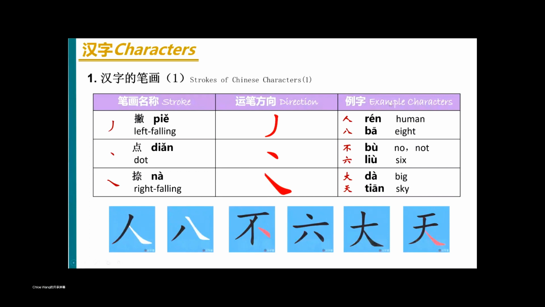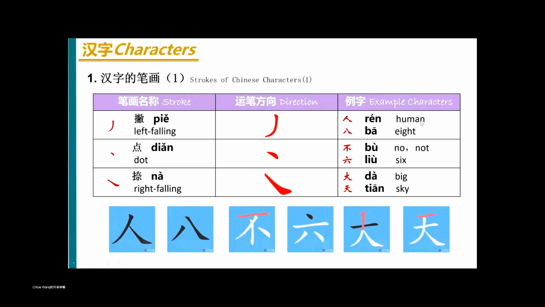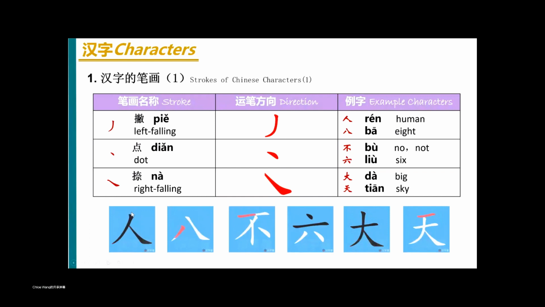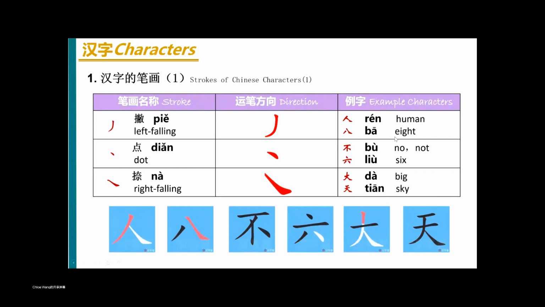Next one, human, is called 人. And the 人, this character, is the combination of 撇 and 捺. And the same for the number 8, it's also 撇 and 捺. But we can tell from these two characters that although we are using the same strokes, the relationship between these two strokes is different, right?